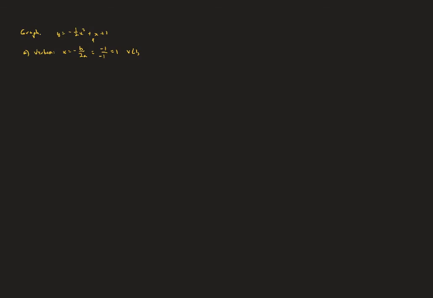To find the y-coordinate, we're going to plug in 1. So we're going to have negative 1/2 plus 1 plus 1. Negative 1/2 plus 1 is positive 1/2. Plus another 1 is 1.5 or 3/2, whichever way you like. So I'm going to build this as we go. Here is our xy axis, and the vertex we now know is going to be at 1, and it's going to be 1.5. Whoops, let me see if I can fix that.